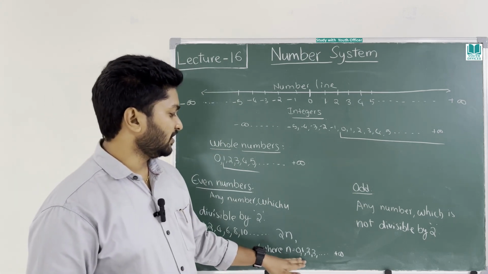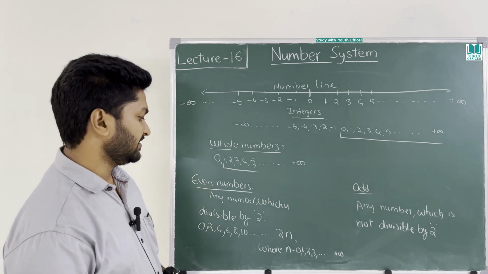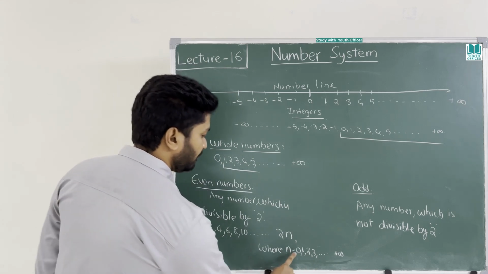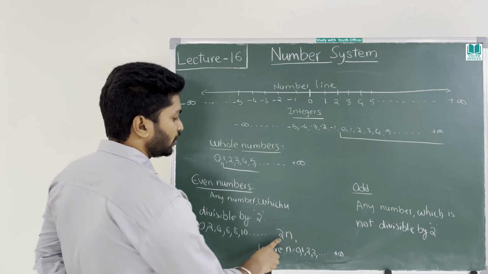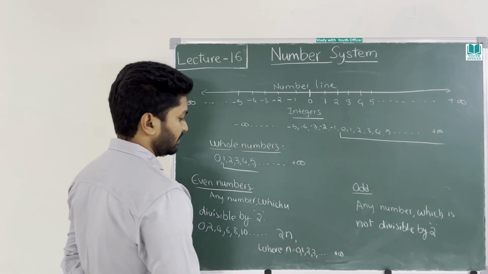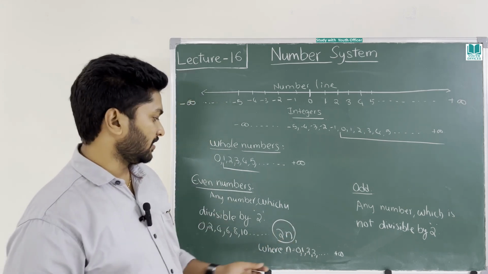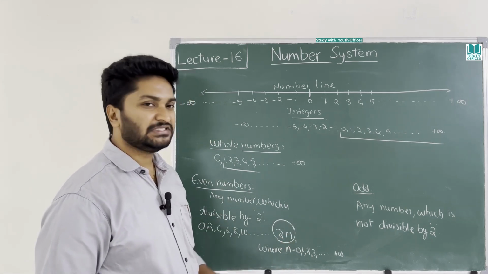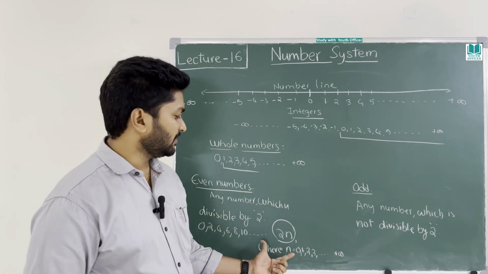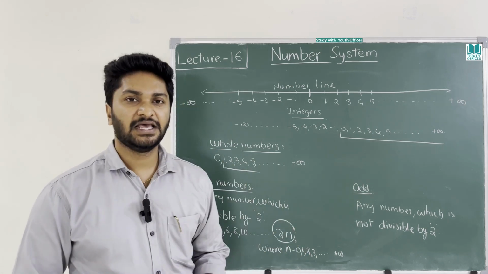Why did I take 0, 1 also? There is a reason. You have to substitute these numbers in this form. If you put 0 here, what will you get? 2 into 0, 0. So 0 is there. This is a very, very important notation. You will use it in the whole of mathematics. Whenever even comes, you will use only 2n. This form is very important. Not only n, you put anything, 2 into anything is an even number.